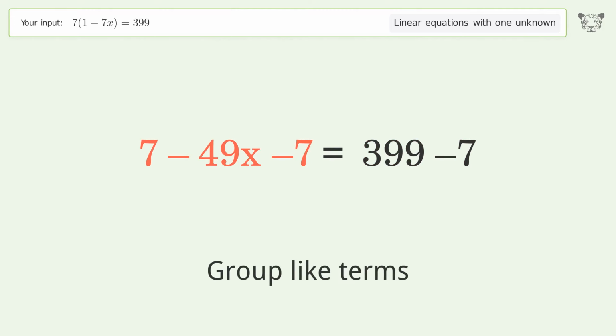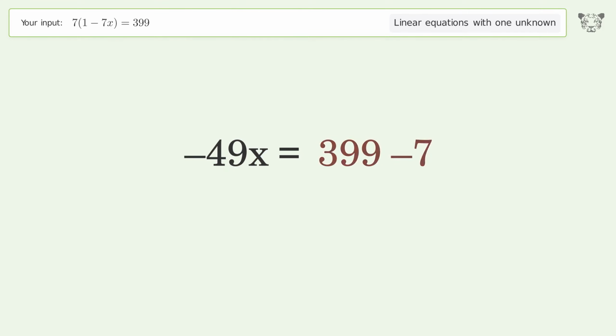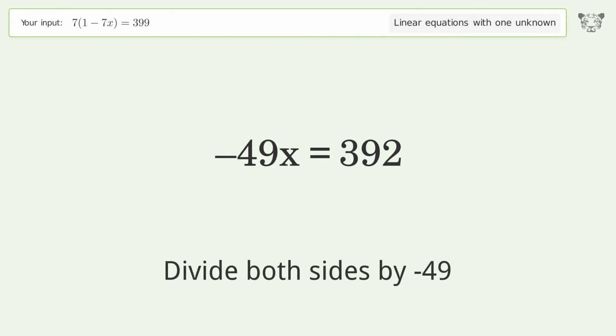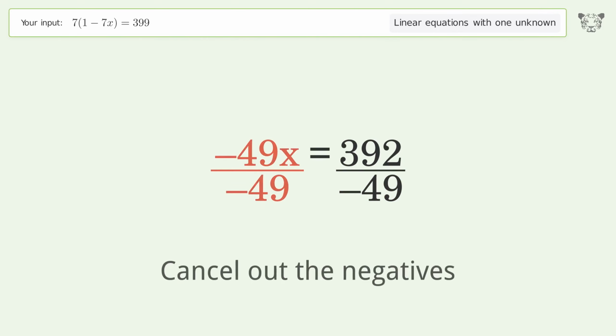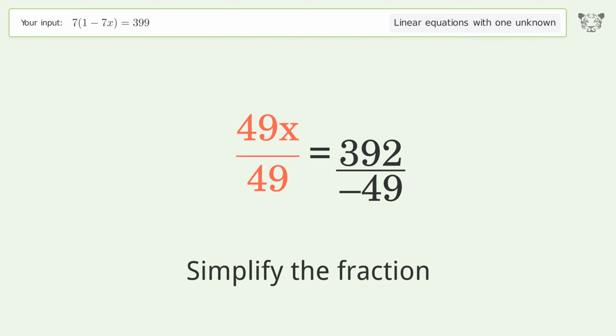Group like terms. Simplify the arithmetic. Isolate the y. Divide both sides by -49. Cancel out the negatives. Simplify the fraction.